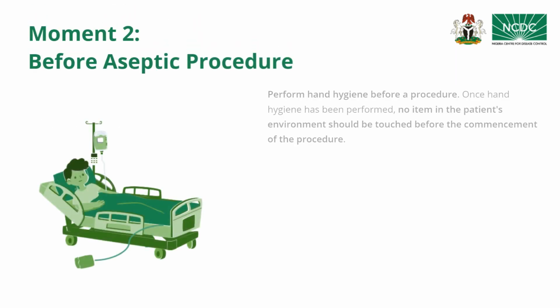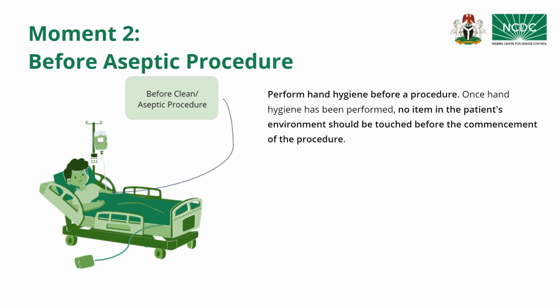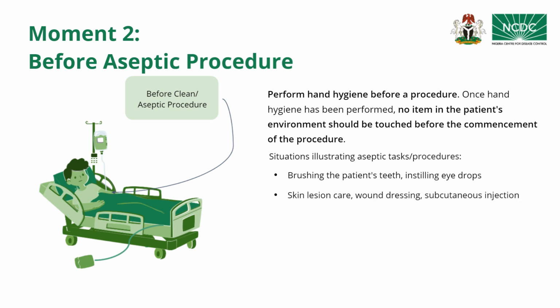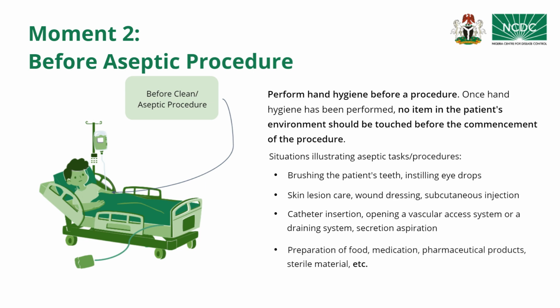Hand hygiene should be performed before an aseptic procedure. Once hand hygiene has been performed, do not touch anything in the patient's environment before the commencement of the procedure. Examples of clean or aseptic procedures include brushing the patient's teeth or instilling eye drops, skin lesion care, wound dressing, or subcutaneous injection, catheter insertion or opening a vascular access system or a draining system or secretion aspiration, and preparation of food, medication, pharmaceutical products, or sterile materials.